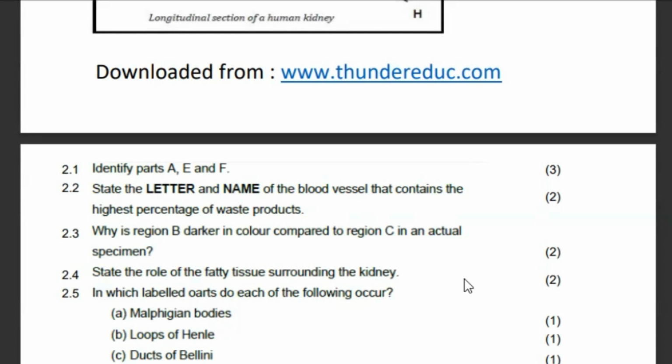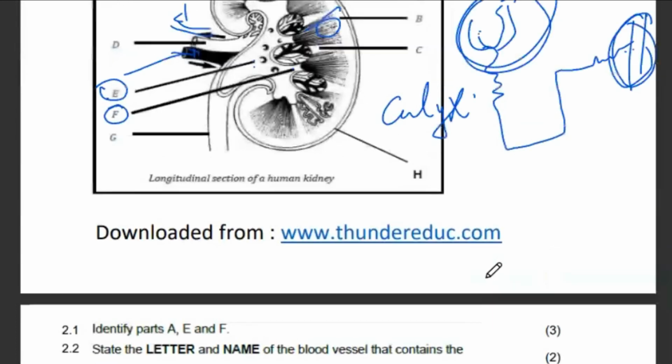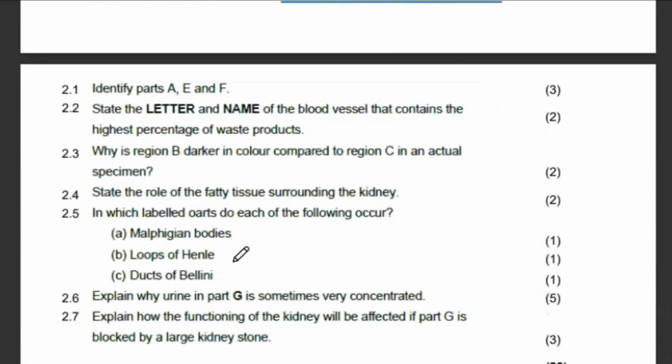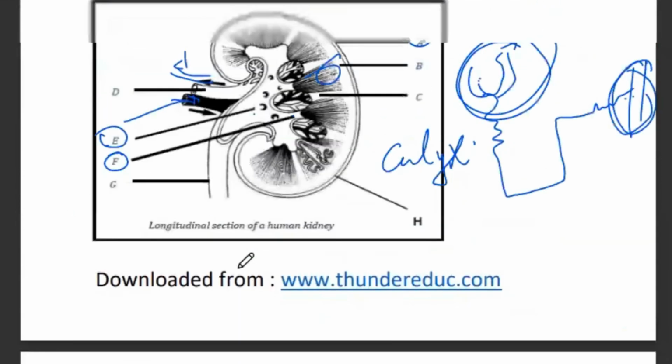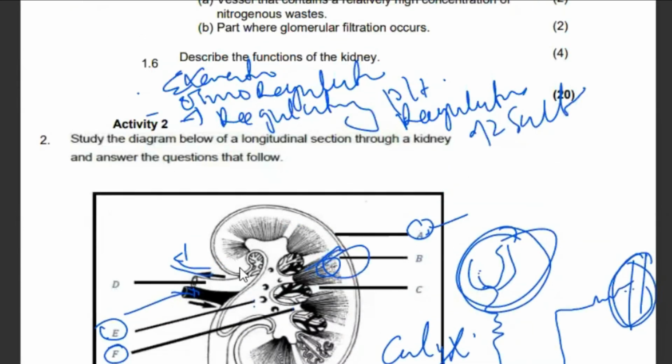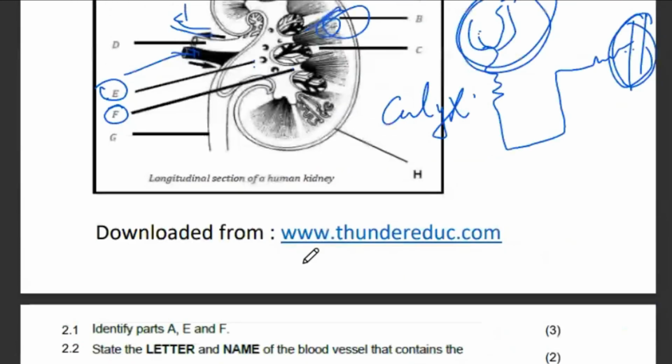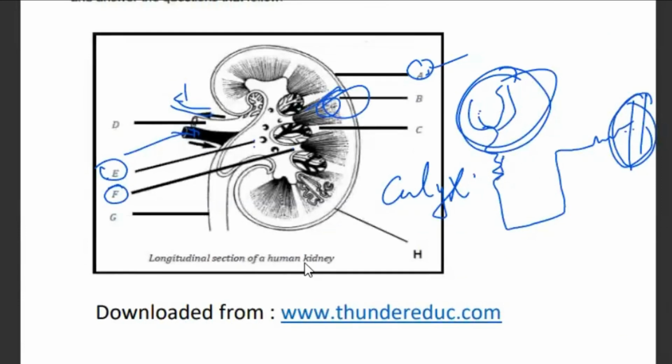So we are done with that. In which labeled parts do each of the following occur? So based on this, where do we find number one, Malpighian body? We're going to find the Malpighian body in B. And then what's the next one? Loop of Henle. Don't forget, this is the part I showed you. It has the descending and then the ascending. So all this part is called the loop of Henle. So you find the loop of Henle in C.